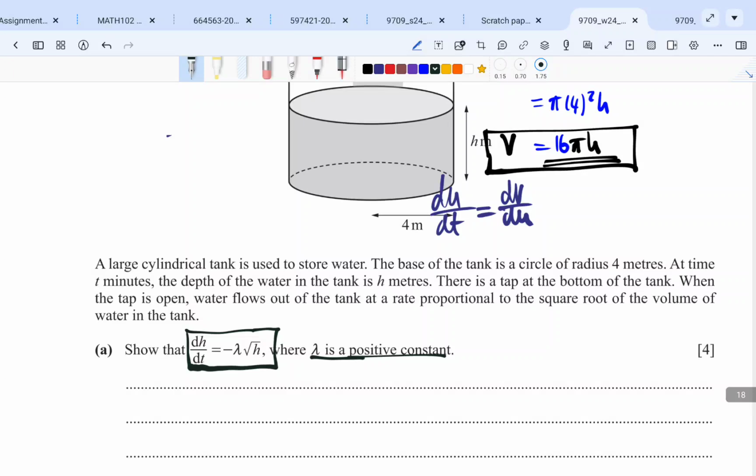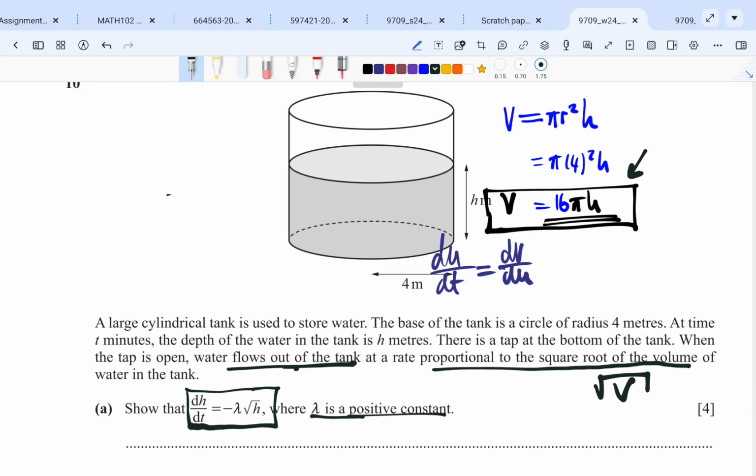They said that there is a tap at the bottom of the tank. Fine. There is a tap at the bottom of the tank. When the tap is open, water flows out of the tank at a rate proportional to the square root of volume. Square root of volume means square root of V. And we just found our volume here. Okay, so what are they telling me?